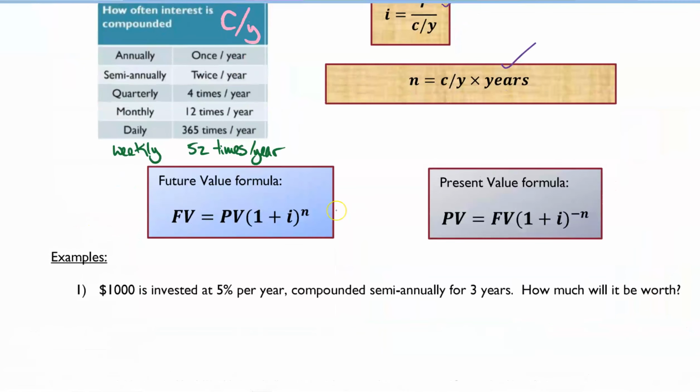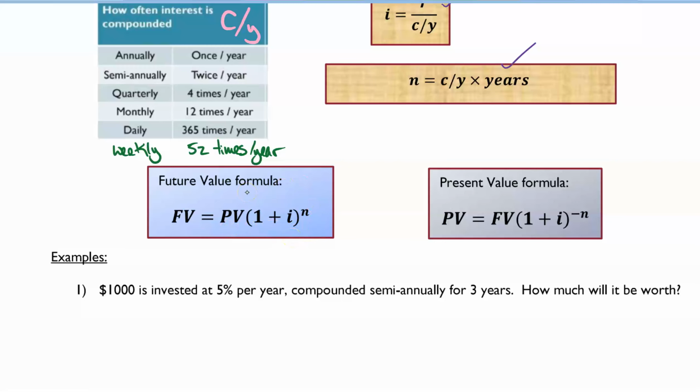And I'm going to tell you the main formulas we need to be able to work through this entire section. We've got the future value formula right here for you. Future value formula is FV is equal to PV times 1 plus I to the exponent n. That is the compound interest formula.